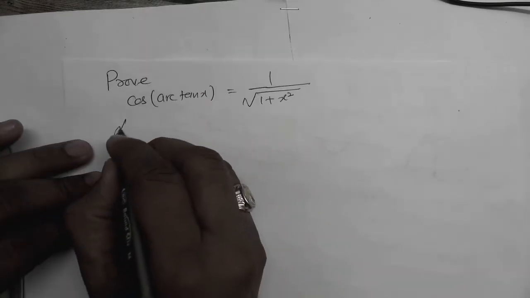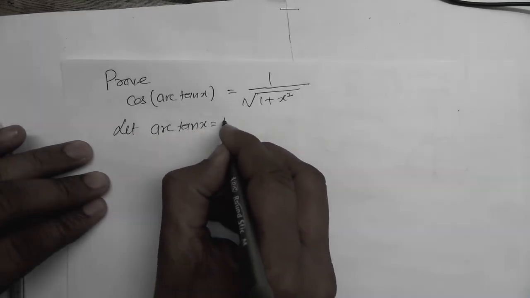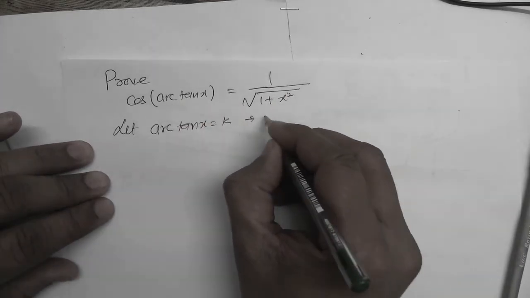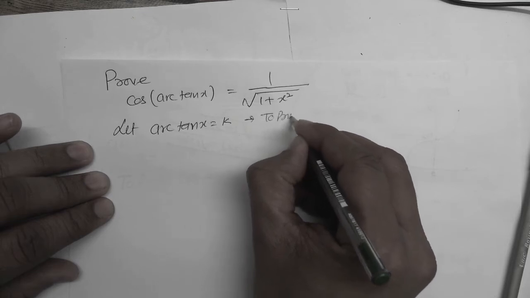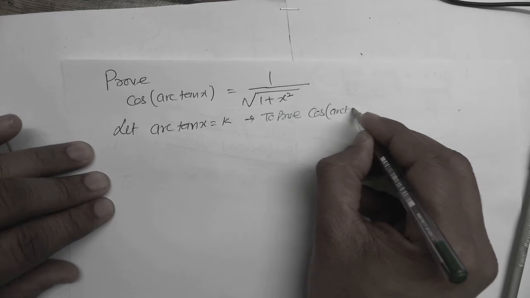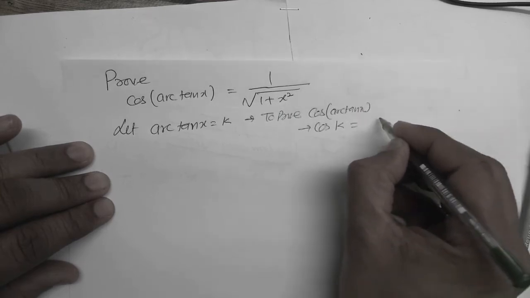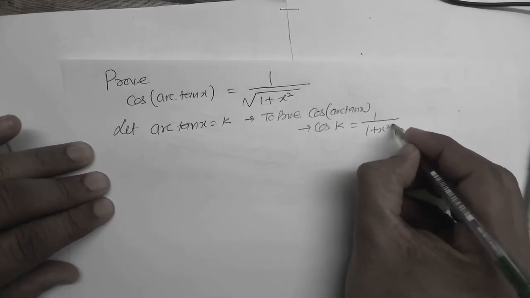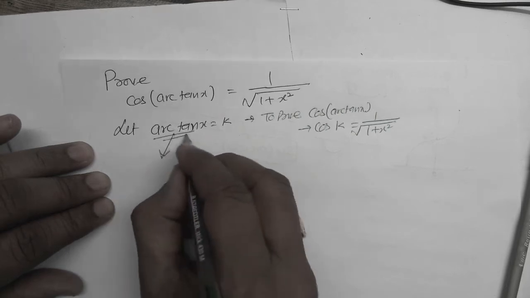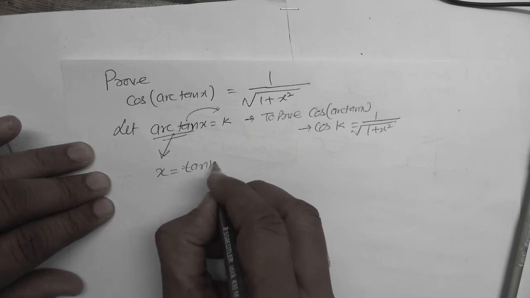Right guys, so let arc tan x be k. So the question becomes, we need to prove that cos of arc tan x, which becomes cos of k, is equal to 1 over the square root of 1 plus x squared. Right, so from here arc is the inverse, so if I take this to the other side, that becomes x is equal to tan k.